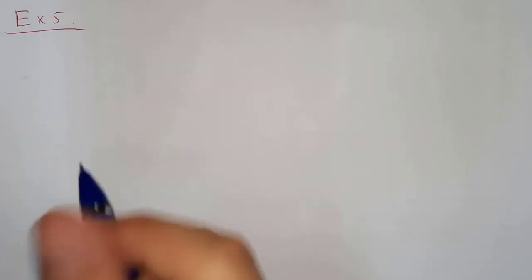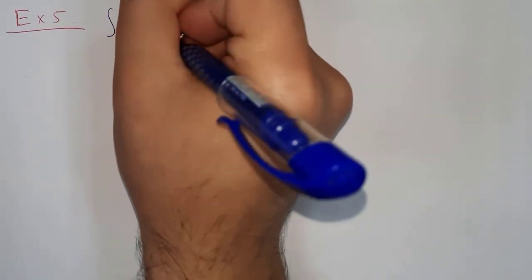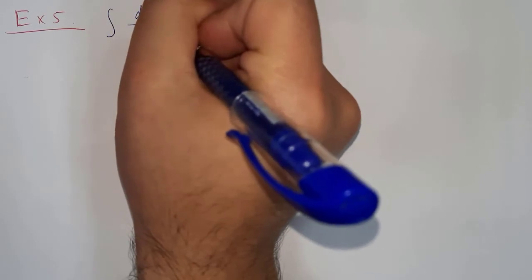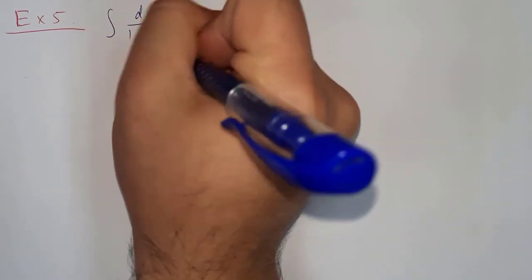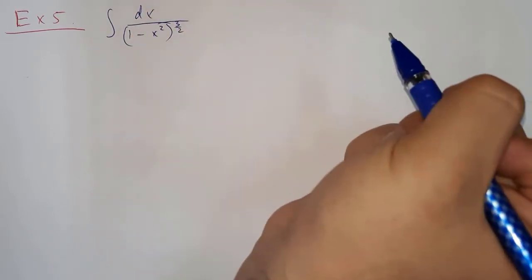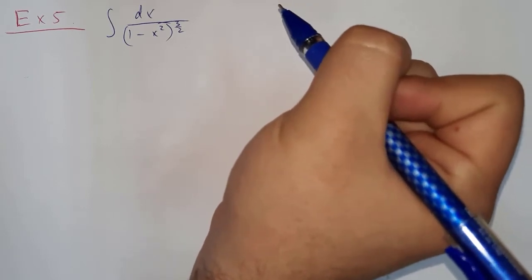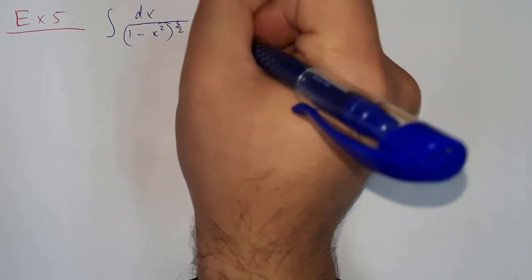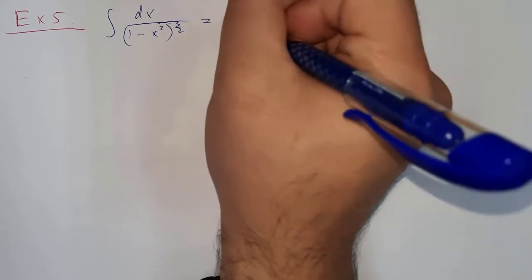And now let's consider the next example. So the integral of dx over 1 minus x squared to the power of 3 over 2. Okay, so what should we do firstly in this case? Remember, we can replace our variables with trigonometric functions.